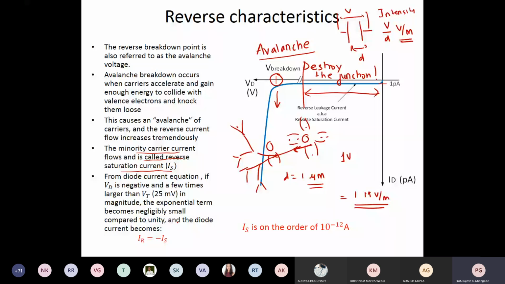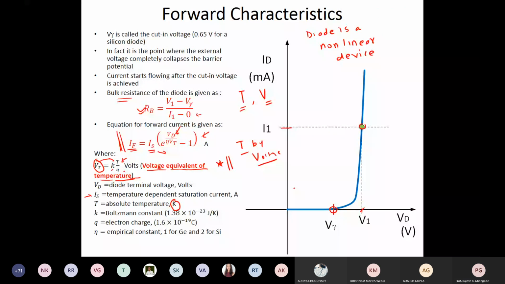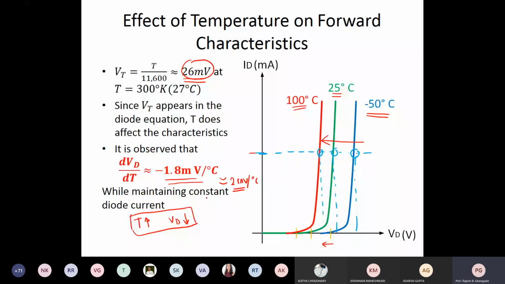So if you remember our diode equation, since the direction is reverse, instead of calling it IF, I am going to call it IR, which is equal to Is into e to the power Vd divided by eta Vt, minus 1. Now Vd is negative. Why? Because it is in the reverse direction. Now eta is an intrinsic parameter. I just forgot to tell you about this. It is an empirical constant, 1 for germanium, 2 for silicon, but most of the times it is ignored.